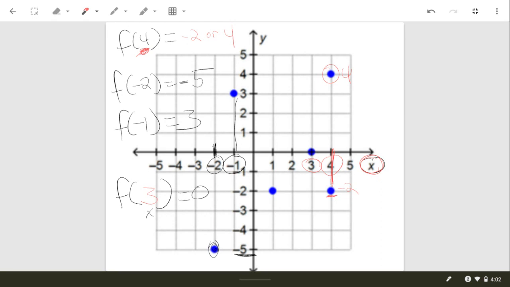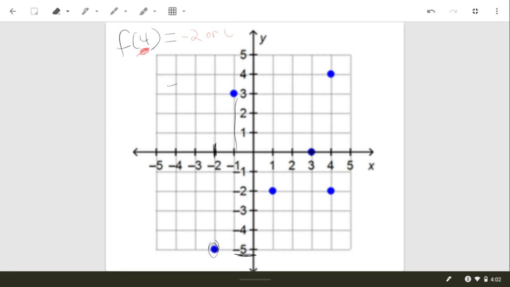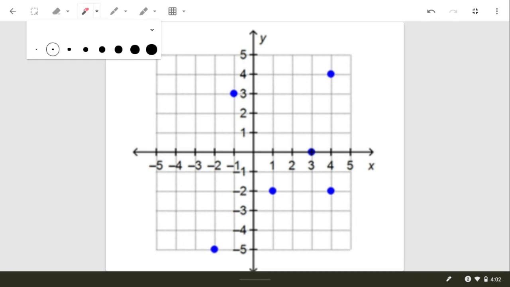This is not a function because when you plugged in 4 for x, you got 2 answers back. And to be a function, every input must go to only one output. Okay, let's look at the domain and range. So remember, domain, those are your set of inputs, all the things that you were plugging in for x, or that you are allowed to.